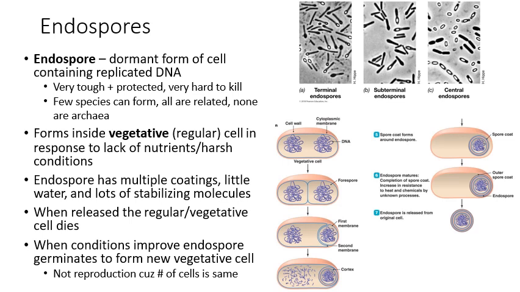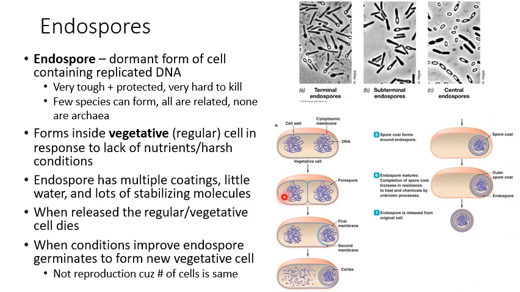The endospore is going to form inside of the regular cell, which is called the vegetative cell because it's growing. It has a lot of different coatings on it that are protecting it from the environment. And it has the genome of the cell, so it has all the DNA from the cell. It also has ribosomes, and then it has molecules to help stabilize the genome so it's protected. And in addition to that, it has very, very little water in it, so it's quite dry inside of there.